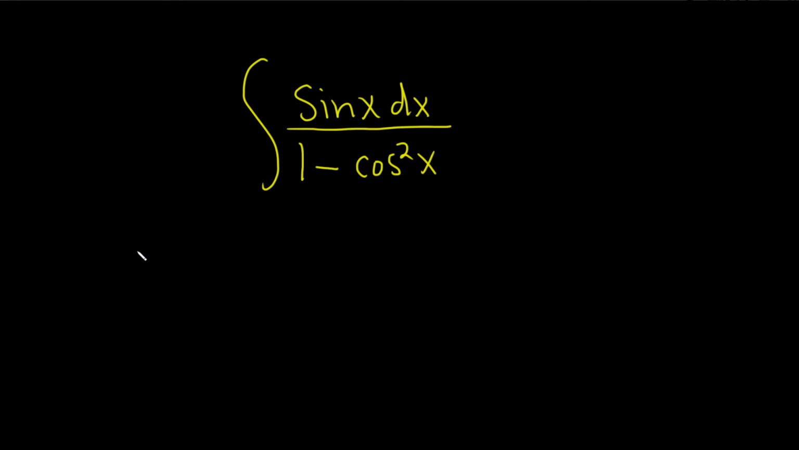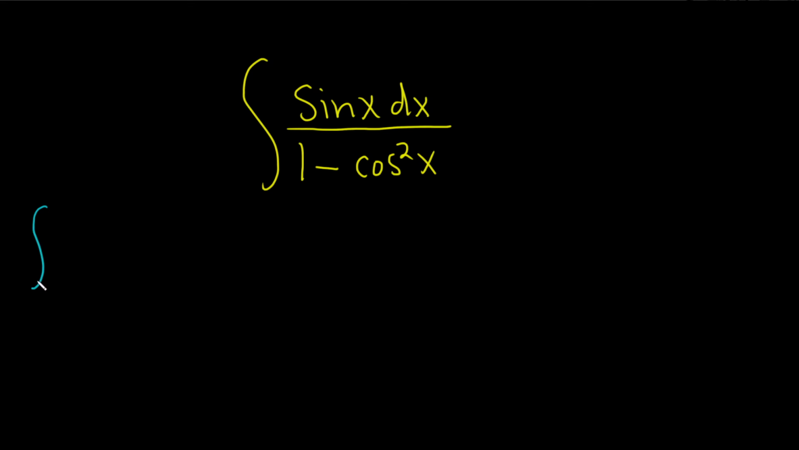Hi everyone, in this problem we have an indefinite integral. It's sine x over 1 minus cosine squared of x. So the easiest way to do this problem is to use an identity, right? 1 minus cosine squared is sine squared, and go from there. And it's actually not that difficult of a problem. But in this video, I want to do it a different way. I want to do it using inverse hyperbolic trig functions.